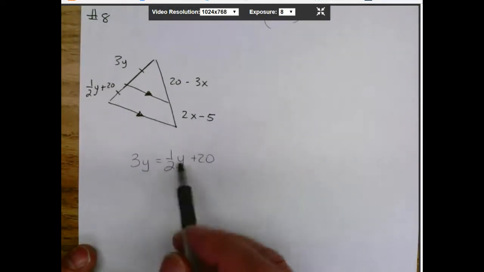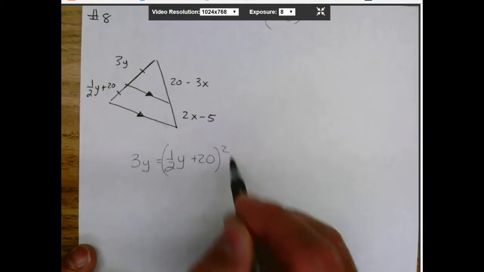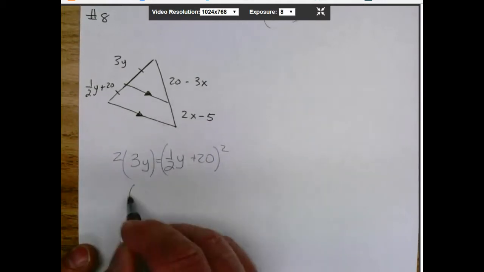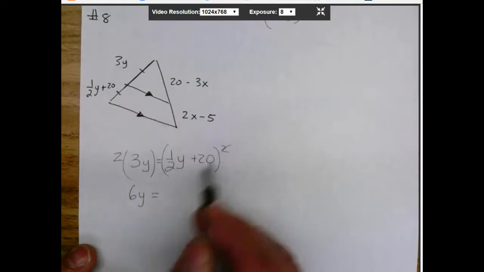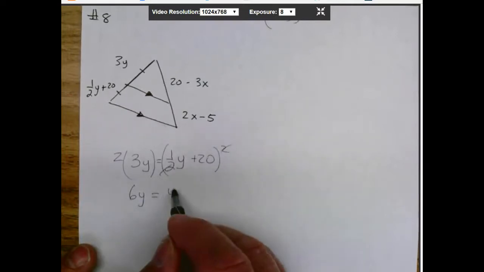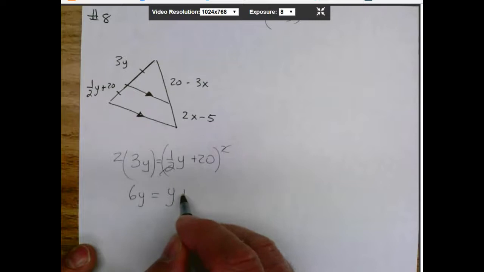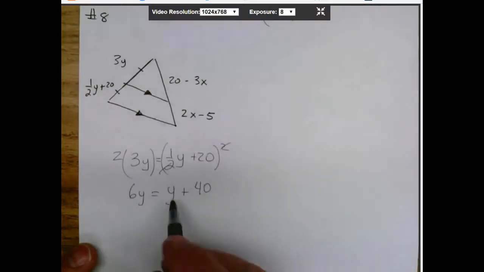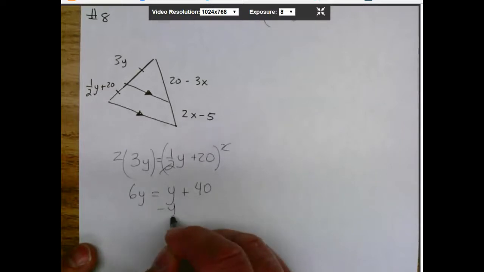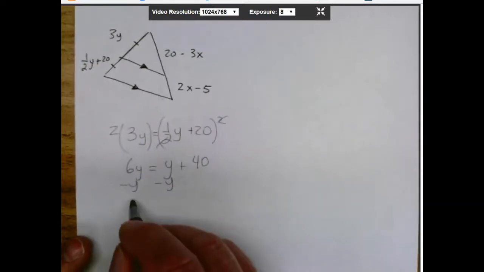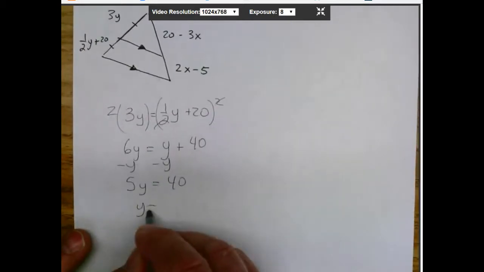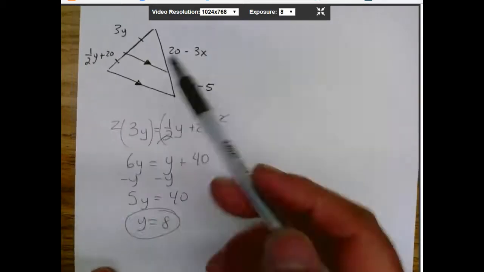And then we will just solve it, so we'll multiply this whole side by 2, and this side by 2. So we get 6y, and then y equals y plus 40. Okay? And then we would just do minus y, and we'll have 5y equals 40, and then y equals 8. So then we did the y, so we know this is 8.